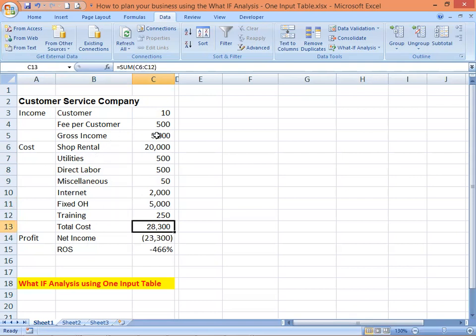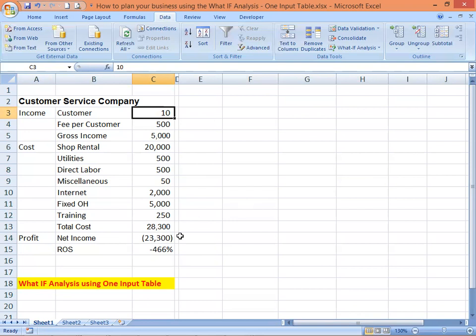So the gross income minus the total cost, the result would be your net income, and you have to find out how much would be your ROS. ROS means return on sales. In this case, I only have a number of customers of 10, so the result is negative. So this is a loss when you are only serving 10 customers.